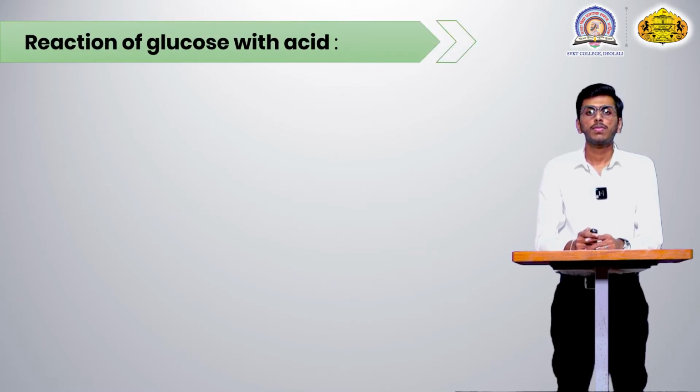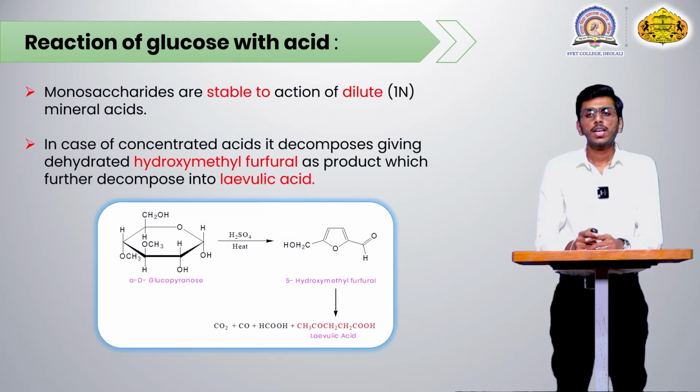Reaction of glucose with acid. Monosaccharides are generally stable to the action of dilute mineral acid up to 1 normal concentration. But in the case of concentrated acid, it decomposes giving dehydrated hydroxymethyl furfural as a product, which is unstable and further decomposes to levulinic acid. The reaction is shown below. We can see the formation of levulinic acid along with carbon dioxide, carbon monoxide and formic acid.